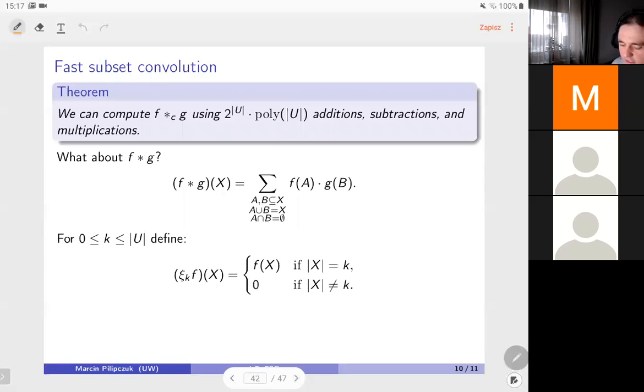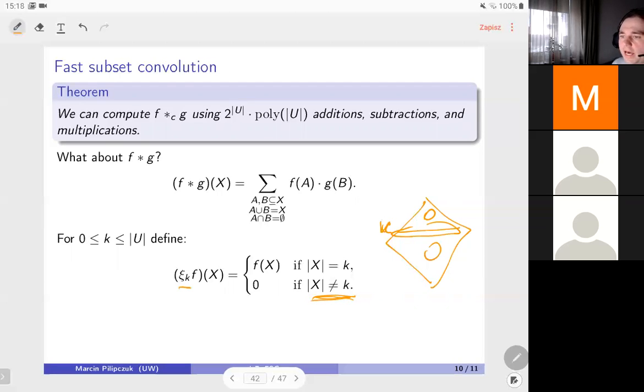And this hack is that, okay, let's define the Xi operation, Xi transform. This is not really a very sophisticated transform. This is a transform that cuts away all the sets that have got the wrong size. So Xi x just zeros all the values where the size of the set is different from x. It just keeps the values of sets of size x. You can think of it as looking at level k, keeping the values here, and zeroing everything else.